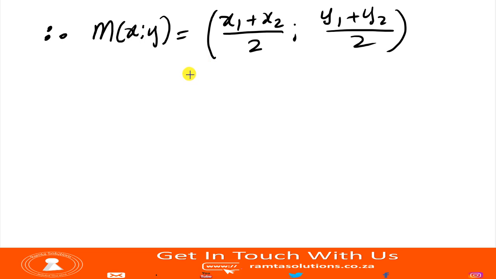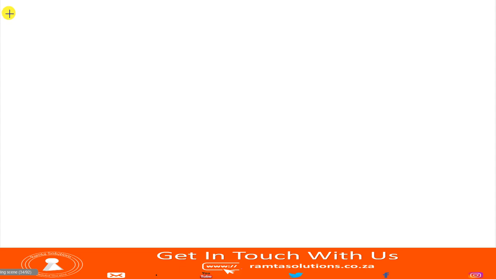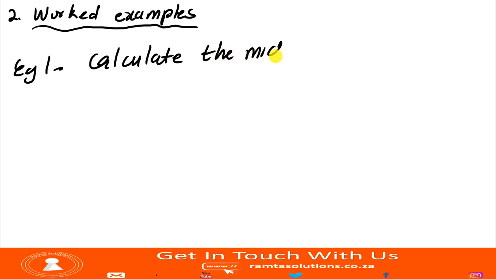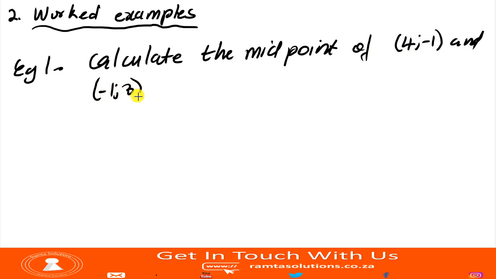So we are now going to try an example. Number 2, worked examples. I think I should try one example. So example 1, I'm going to say: calculate the midpoint of the points 4, minus 1 and minus 1, 3, right?